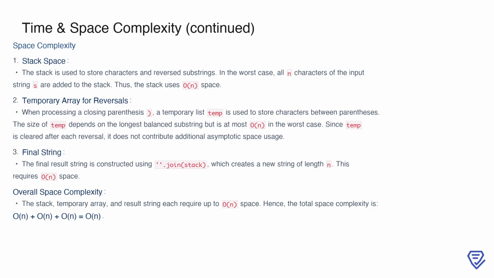Since the temporary array is cleared after each reversal, it doesn't contribute additional asymptotic space usage. Finally, the result string created using the join operation takes n space as well, since it contains all the characters of the input string. Combining these, the total space complexity is n plus n plus n, which simplifies to n.